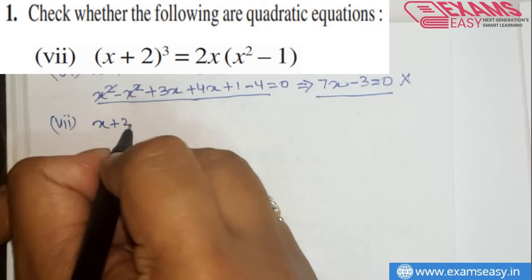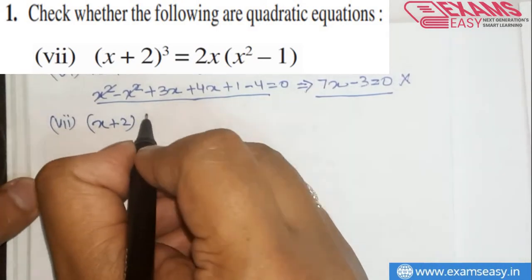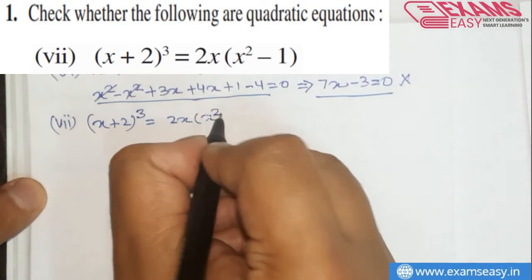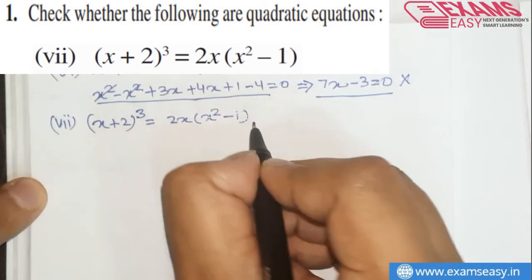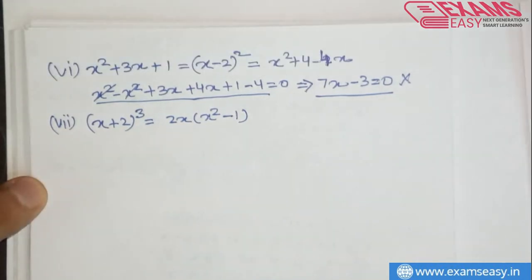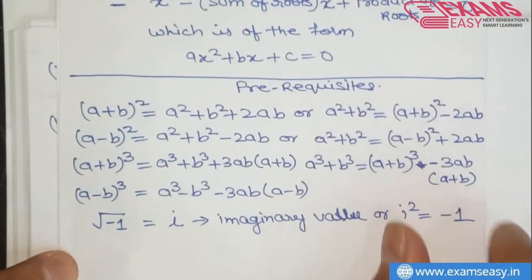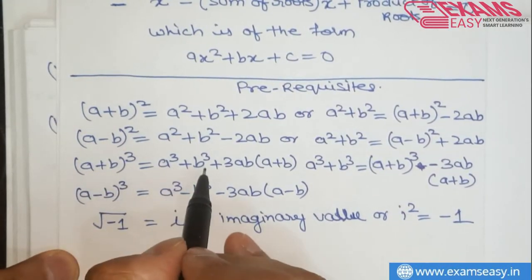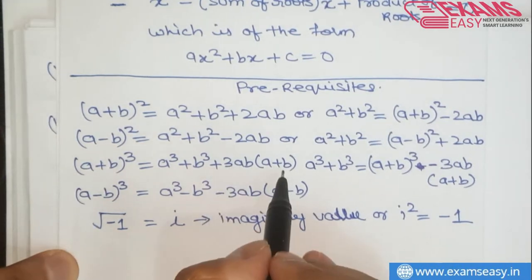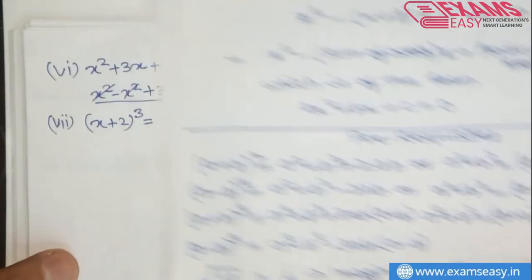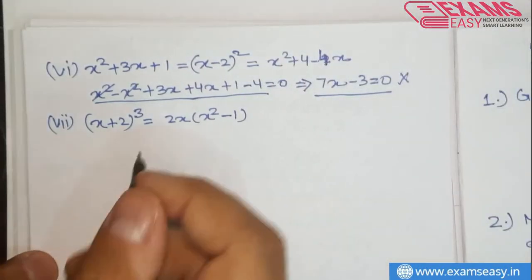x plus 2 whole cube is equal to 2x into x square minus 1. So friends, we all know a plus b whole cube. I have told you to complete the prerequisite, and in the prerequisite we have this formula: a plus b whole cube is nothing but a cube plus b cube plus 3ab bracket within bracket a plus b. So let us try this identity and simplify this given expression.